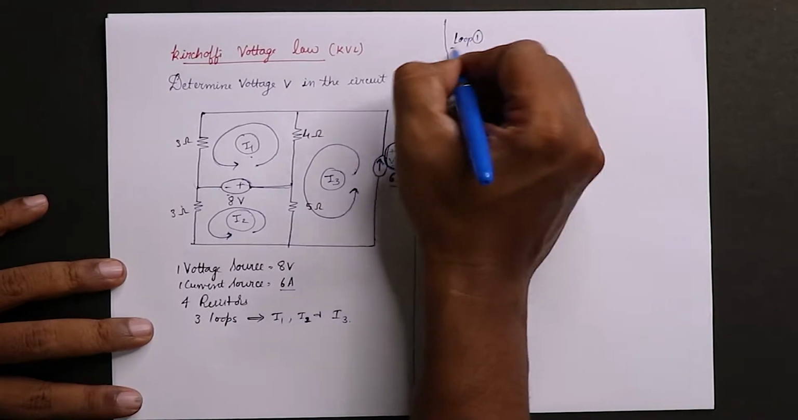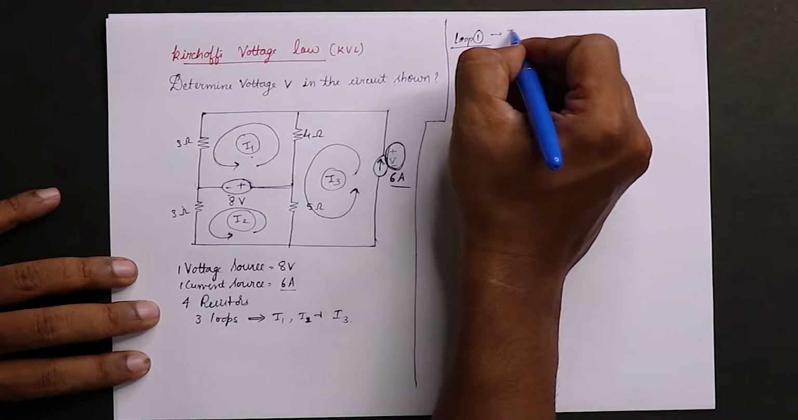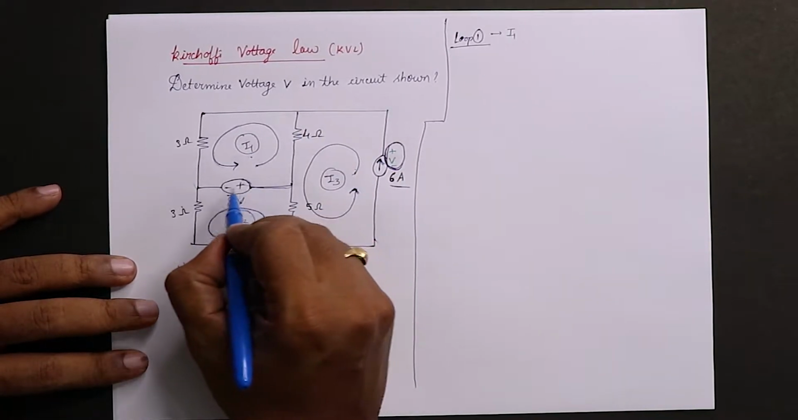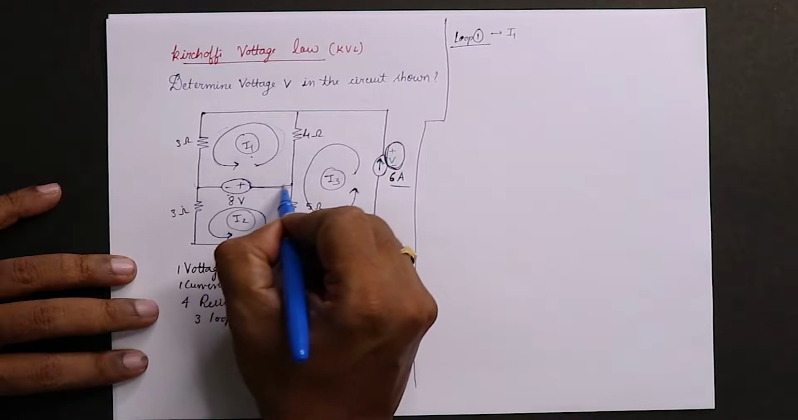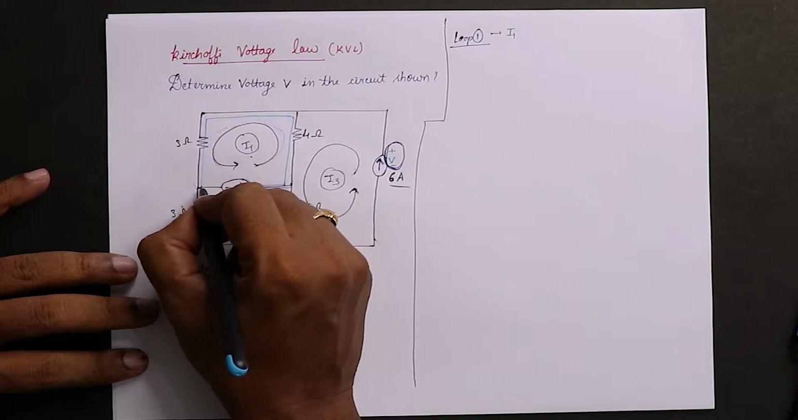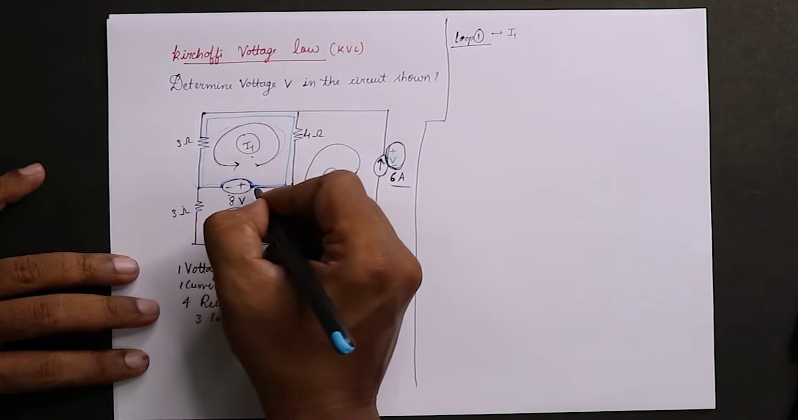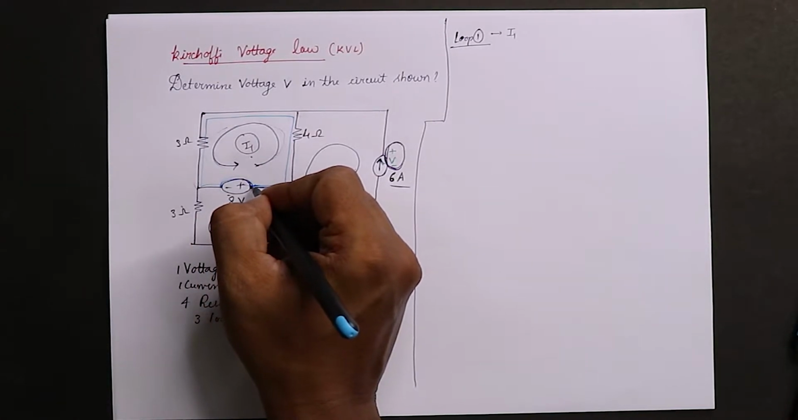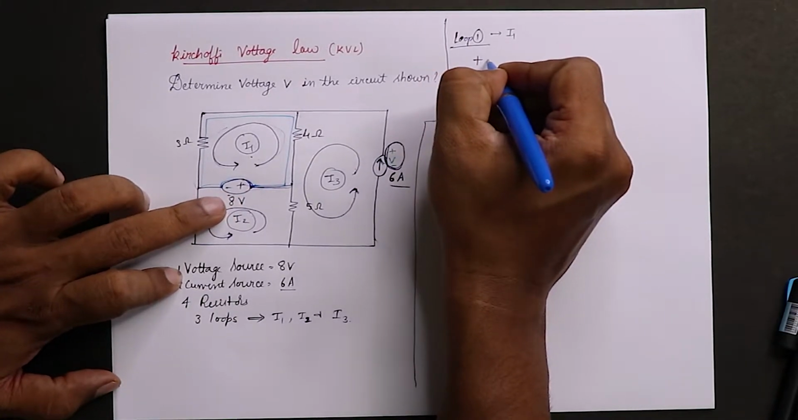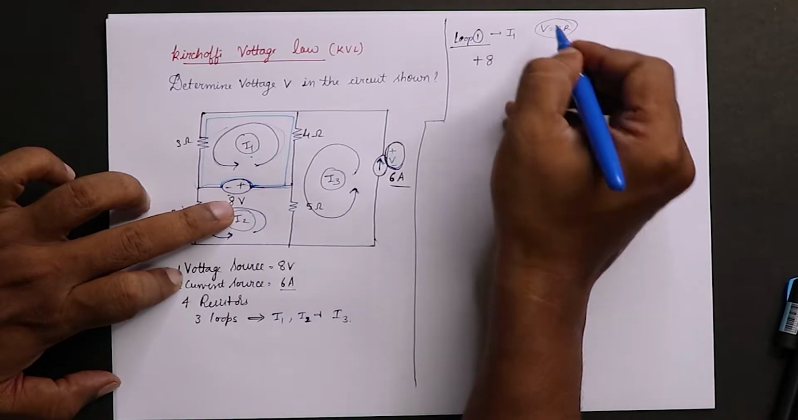For loop 1, where I have taken I1, obviously the current is coming like this. It entered this minus and is leaving this plus. So here we take only the leaving sign, and here it is plus. The plus is the voltage source, and directly we write 8, because for resistors we need to write V is equal to IR.